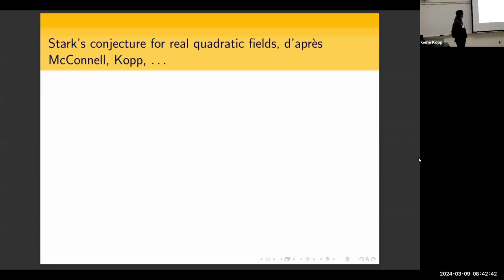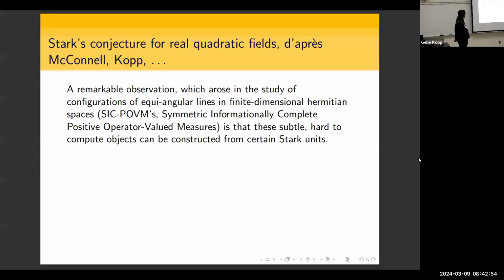Okay, so I'm going to now say a few words about Stark's conjecture for real quadratic fields, where it's reasonable to try to ask about things like the Kronecker limit formula. So it's a remarkable observation, which still needs to be better understood, which arose in quantum information theory in the study of configurations of equiangular lines in finite dimensional Hilbert spaces. And these are called SIC problems, I guess, symmetric, informationally complete, positive operator valued measures. Now, this is a kind of a problem of almost linear algebra, almost combinatorial. You try to find configurations in a space of dimension D.